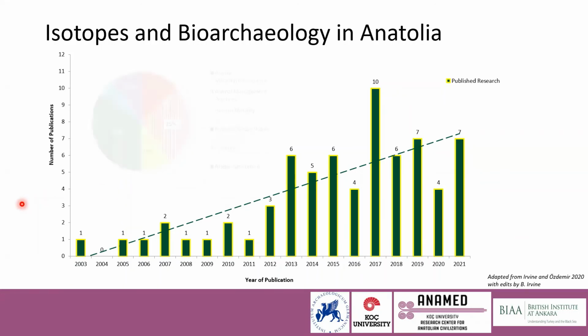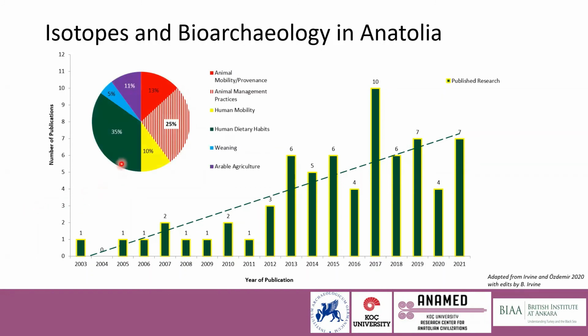And also, what kind of things are people looking at? Again, mostly human dietary habits, and again this is linked in with the interest in the Neolithic. How are human dietary habits changing? But also, obviously, things like animal management practices. So how does the management of animals change, or human-animal interactions, and also animal mobility and provenance. So pastoralism, things like this, examined throughout different epochs of history and prehistory in Anatolia.